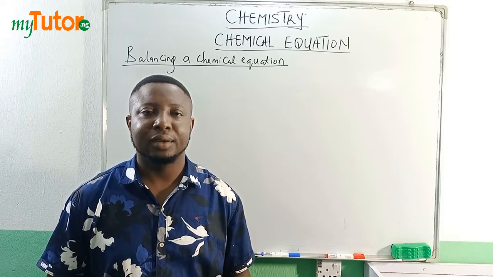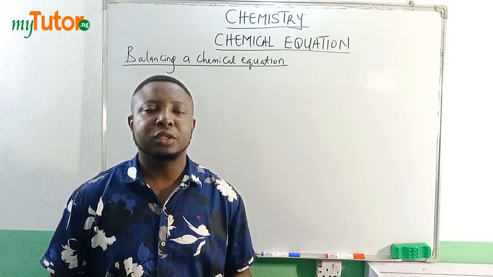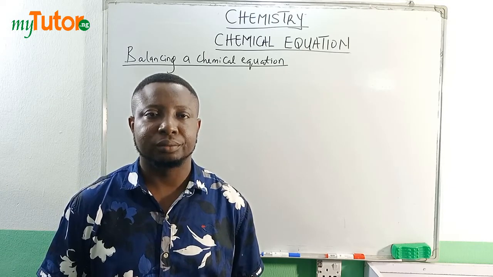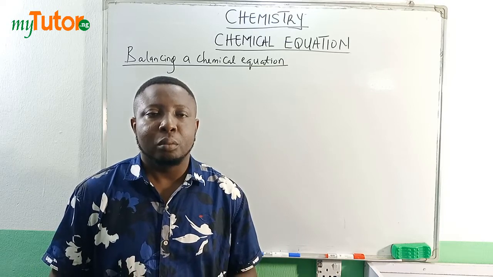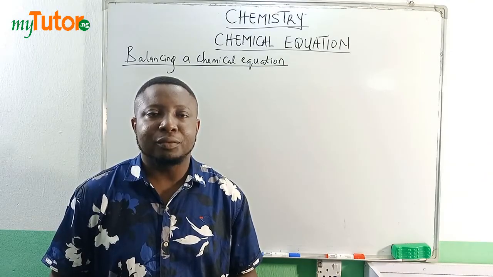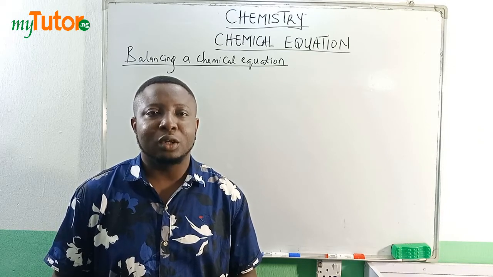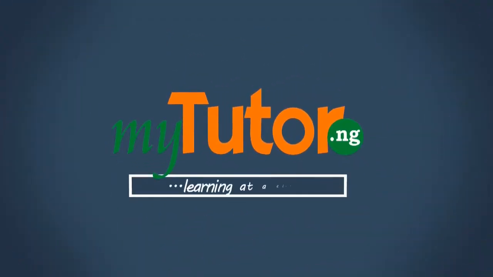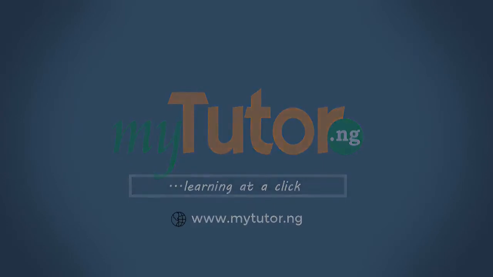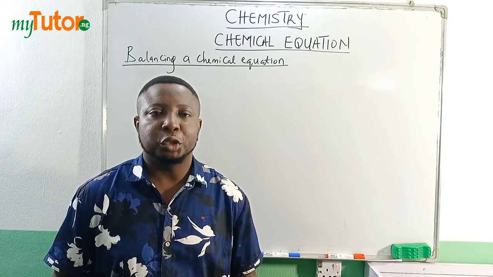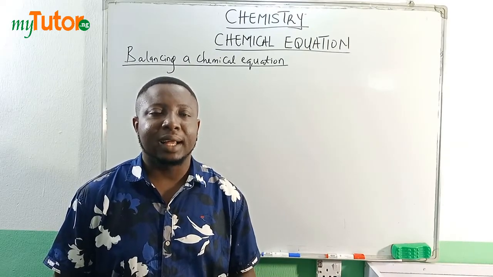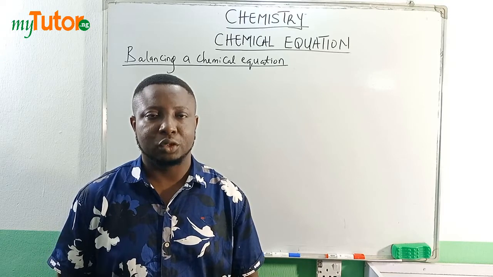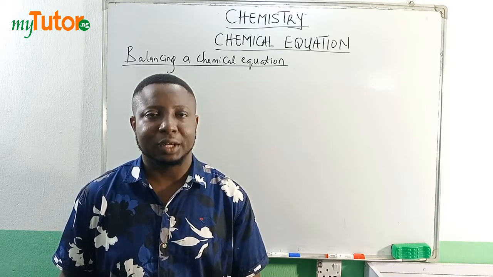Balancing a chemical equation. Why do we need to balance a chemical equation? A chemical equation must be balanced in order for the reaction to comply with the law of conservation of matter. The law of conservation of matter states that matter can neither be created nor be destroyed in a chemical reaction.